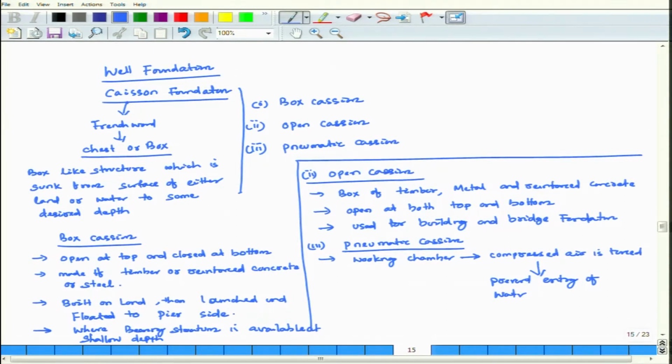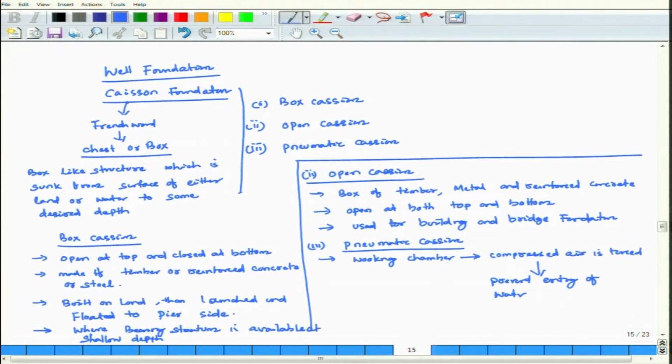Second one is your open caisson. Open caisson is a box of timber, reinforced concrete, and it is open at both top and bottom. Look at here, it is open at top and bottom. Here in box caisson, it is open at top and closed at the bottom. Used for building and bridge foundations. Pneumatic caisson, in that pneumatic caisson there is a working chamber. Inside this working chamber, what will happen? There is compressed air. So, it will prevent water from flowing inside.